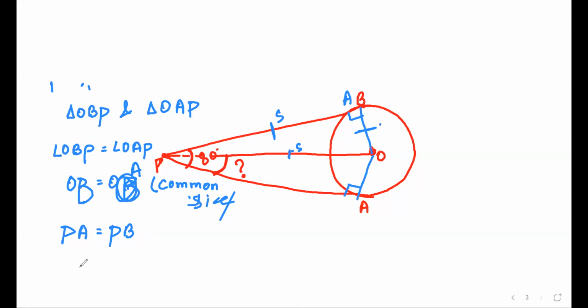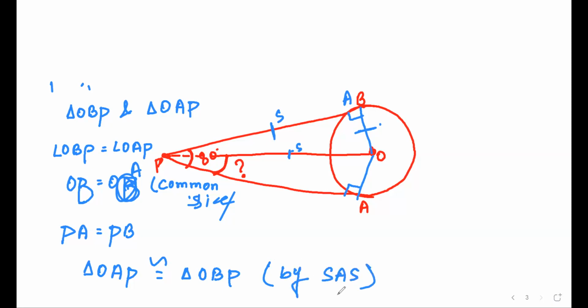Yes, ma'am. So here now we can say that triangle OAP and triangle OBP are both congruent with each other by which rule? By side angle side congruency rule. Once we have shown it's a congruent triangle, their corresponding sides will be equal to each other. Corresponding angles will also be equal to each other. So we can say this angle will be equal to this angle.